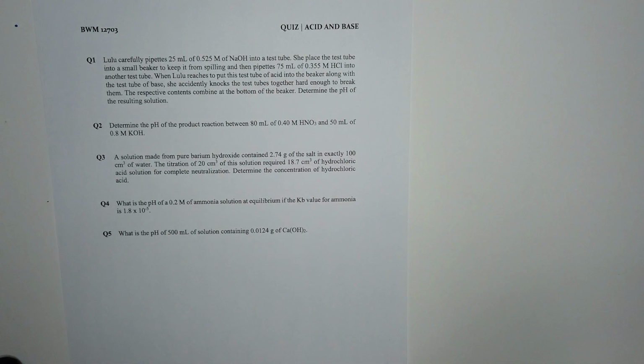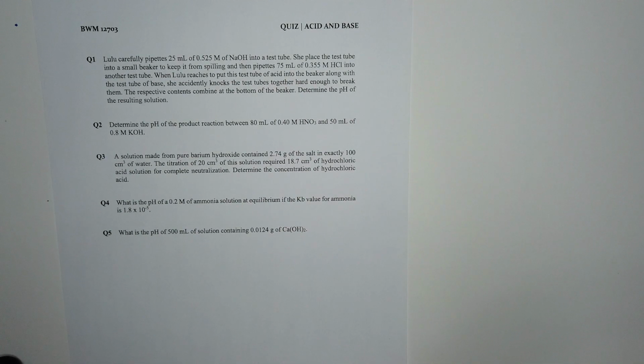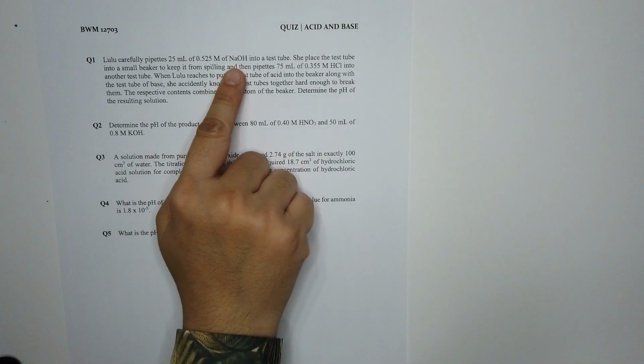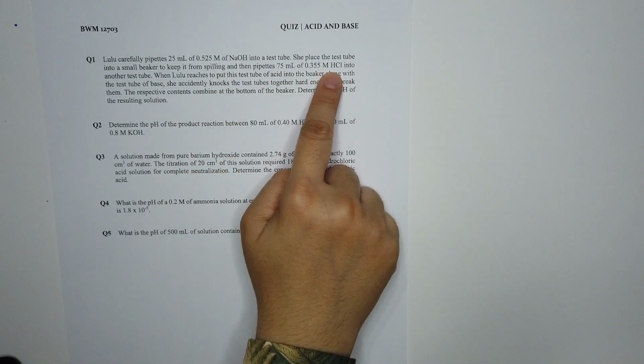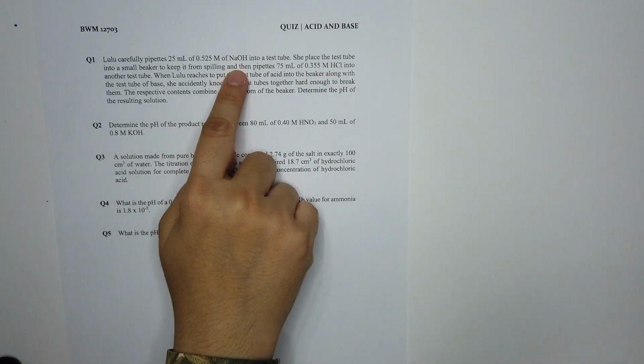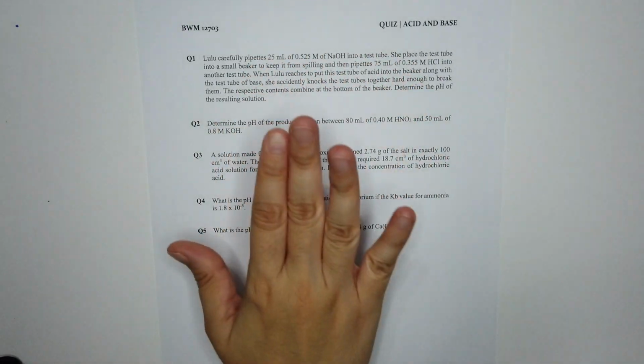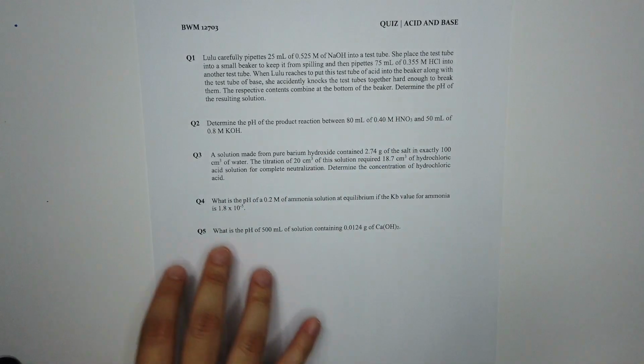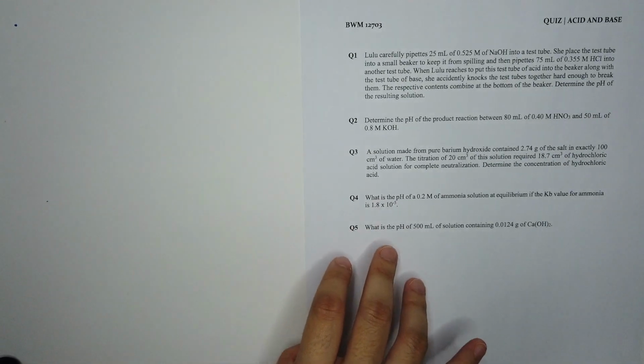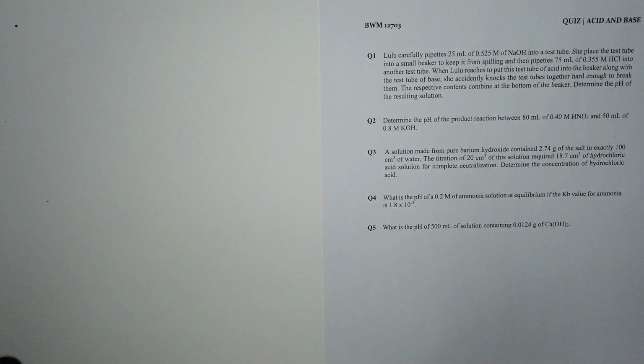This is quite a lengthy question, but I'm going to go through it one by one. When you have this kind of question, the first thing you need to do is look at your reactants, because here you have 2 different reactants, sodium hydroxide and hydrochloric acid, so NaOH and HCl. You don't have to look at the values first, just look at the reactants and try to make your own balanced chemical equation.